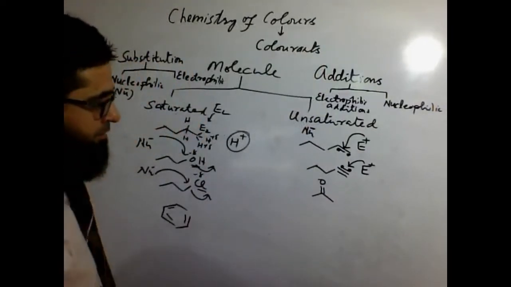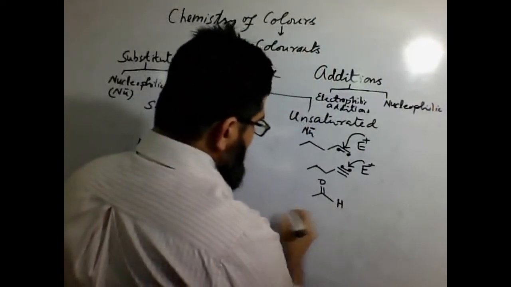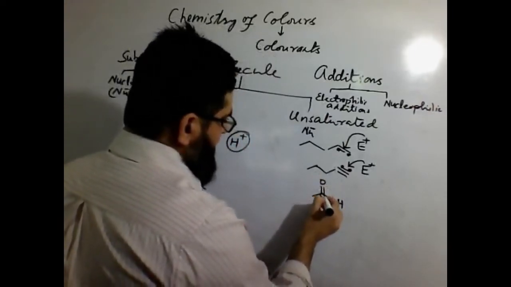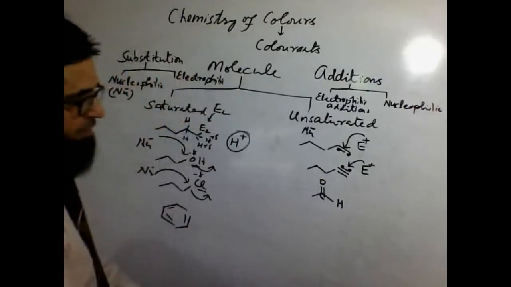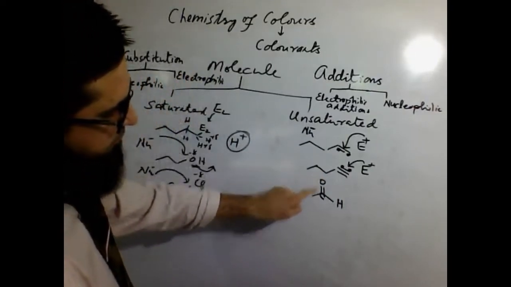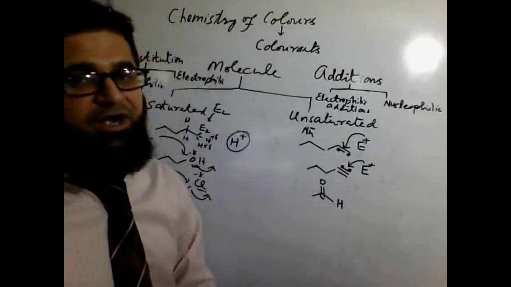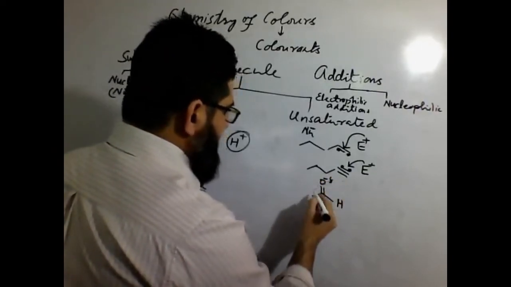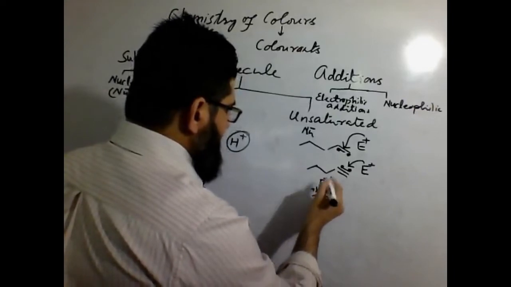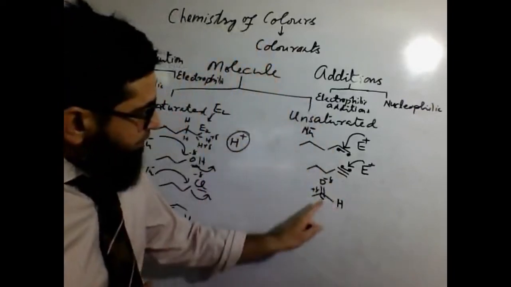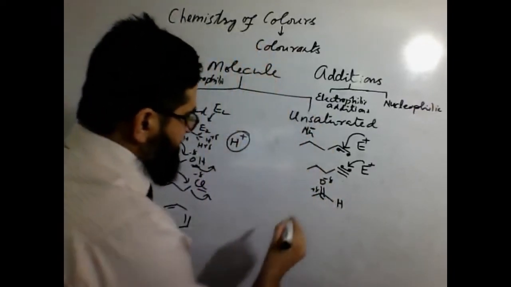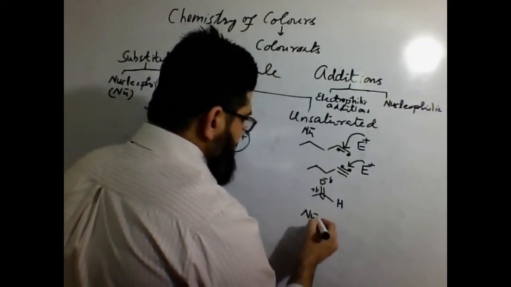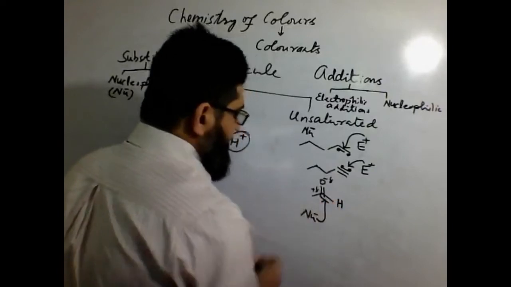Aldehydes, they could be ketones. We have a double bond between carbon and an oxygen, and there is a difference of electronegativity. Due to that difference, the oxygen is supposed to be slightly negative and the carbon is supposed to be partially positive. This positive-centered carbon provides a chance for a nucleophile to attack it.